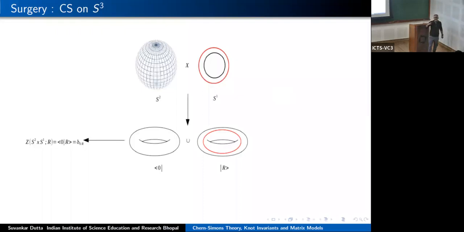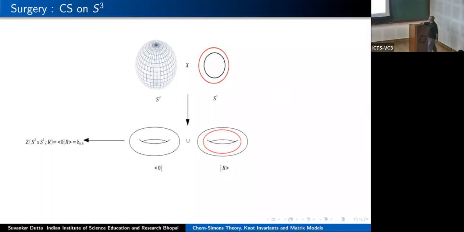What is the difference? The contractible cycle of the solid torus you have scooped out is now the outside of the solid torus here, so that becomes the non-contractible cycle, and the non-contractible cycle in the solid torus becomes the contractible cycle. So therefore, there is an inversion. From S3 you have scooped out a solid torus, and the remaining is again a solid torus, but they are inverse of each other.